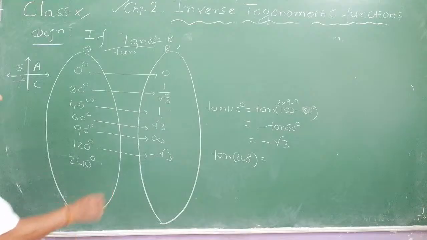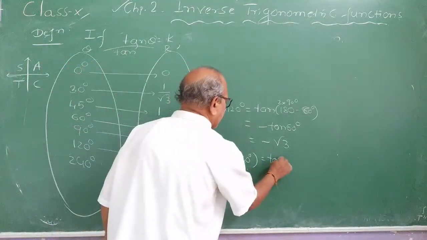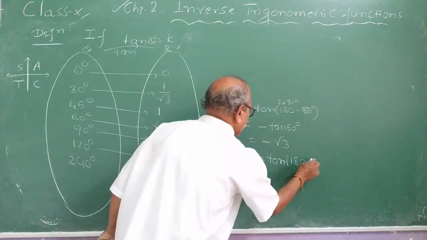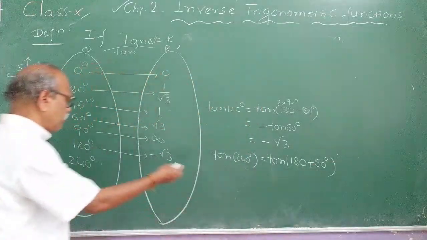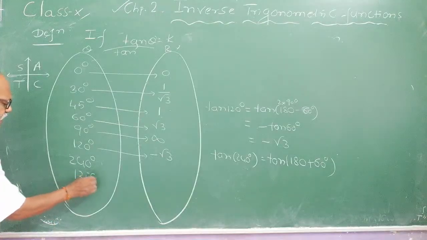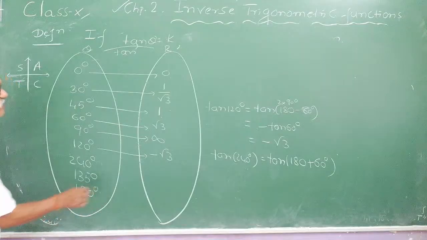Okay, tan 240 degree, what do you get here? Tan 240 degree, that is 180 plus 60 degree. Calculate, try to get the value of tan 240 degree. Tan 135 degree, you can take tan 150 degree.